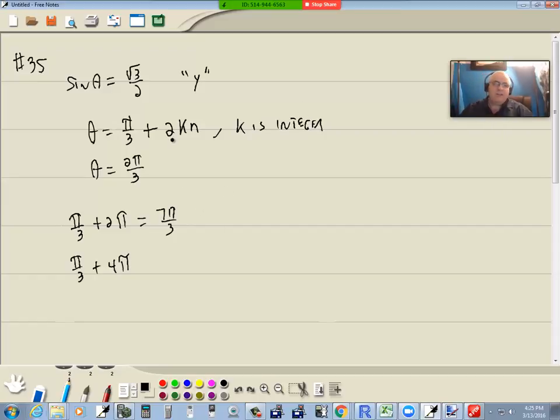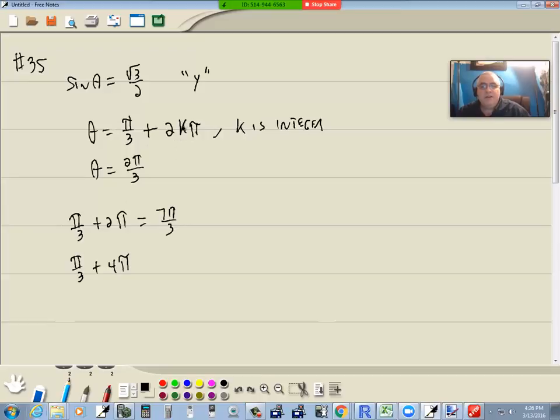And I've seen this written different ways in different books, and I'm not sure how this one particularly does it. But for example, if I put 0 in for k, 2 times 0 times pi is 0, so we get pi over 3, which is our original angle.